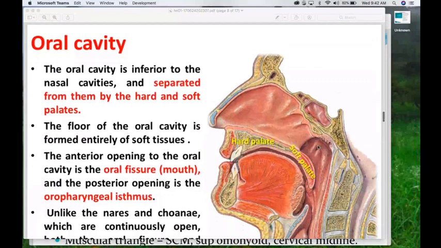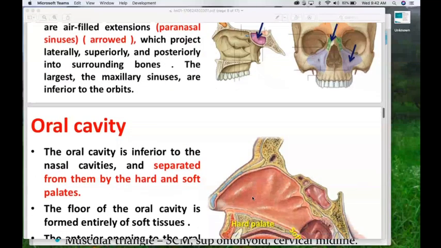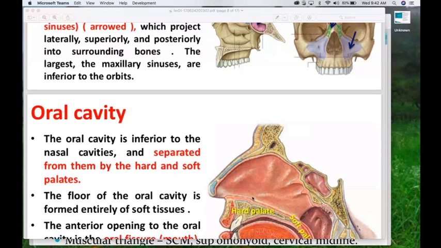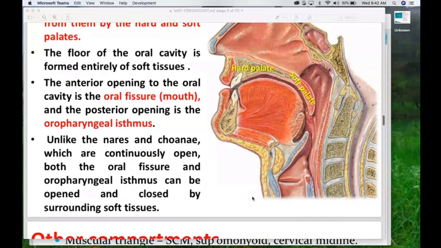Now, the oral cavity. The oral cavity is inferior to the nasal cavity and separated from it by the palate. It is formed entirely of soft tissue. The anterior opening of the oral cavity is the oral fissure, and the posterior opening of the oral cavity is called the oropharynx. Posteriorly, the oral cavity opens into the oropharynx.